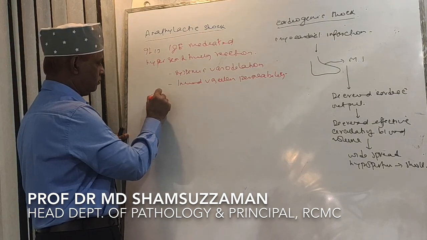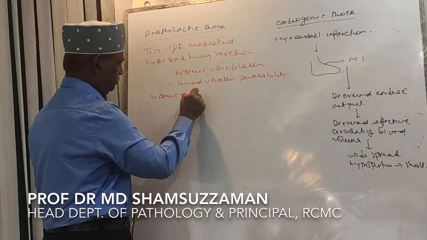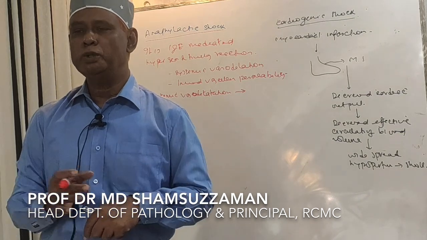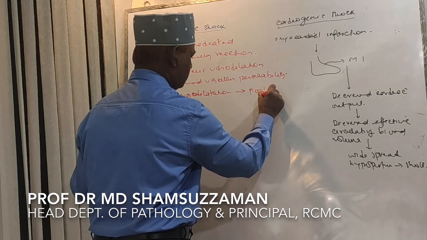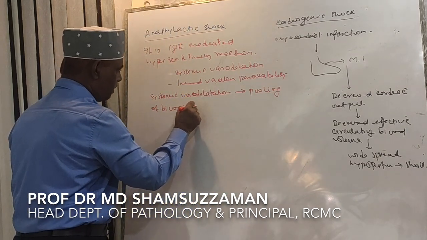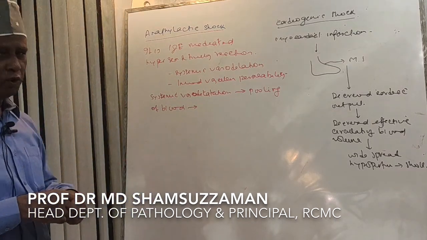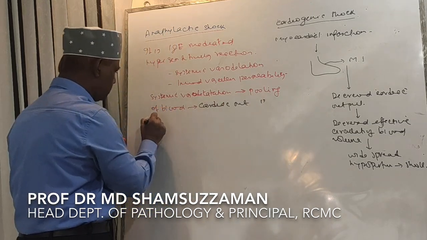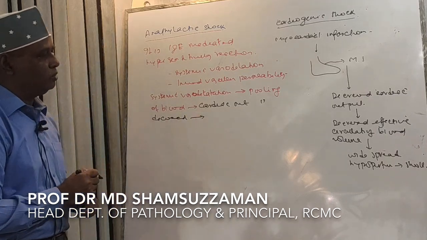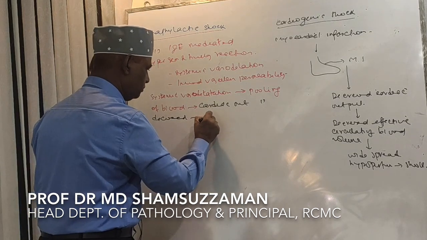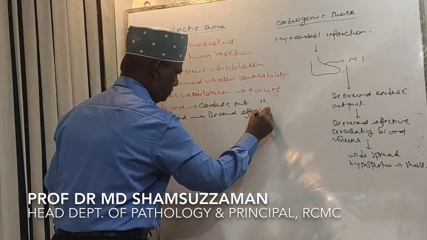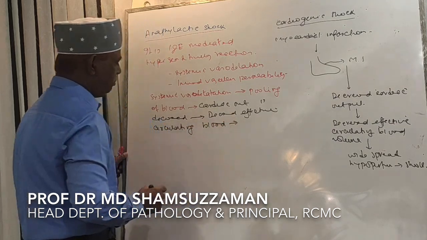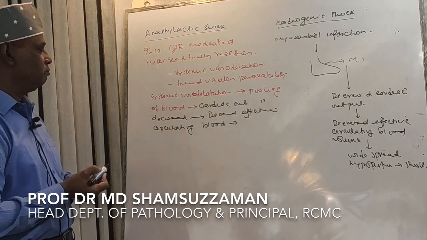Systemic vasodilatation, what will happen? There will be dilatation of the vessels. So there is pooling of blood. As there is pooling of blood following vasodilatation, there will be decreased cardiac output. As cardiac output is decreased, there will be decreased effective circulating blood volume.